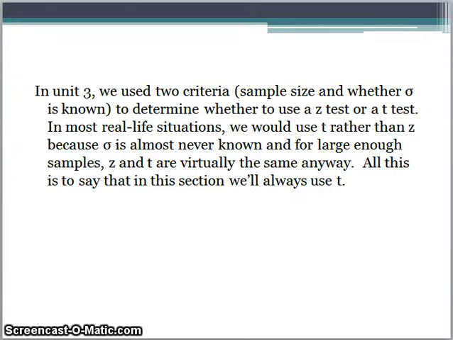Previously, we had to decide whether to use Z or T in a problem, whether it's a Z test or a T test. For this unit, for this section, we're only going to use T. In real life, we really never know sigma. And for large samples, Z and T are practically the same anyway. So in real life, people really don't use the Z. So all this is to say that we'll always use T.